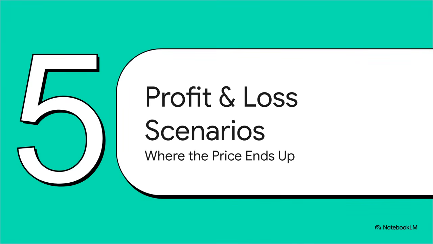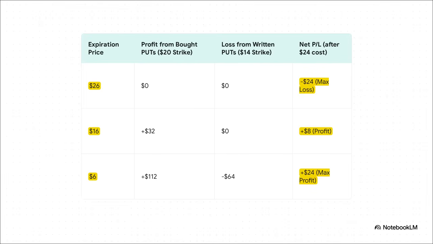Okay, the trade is on. We've spent our $24. Now, let's hit the fast forward button to the day these options expire and see how this whole strategy actually plays out at 3 different potential stock prices for Box. This table tells the whole story. Let's start at the top. If the stock finishes way up at $26, well, our bearish bet was wrong. Both options expire completely worthless. We're out our initial $24 cost, and that's it. That's our maximum loss.